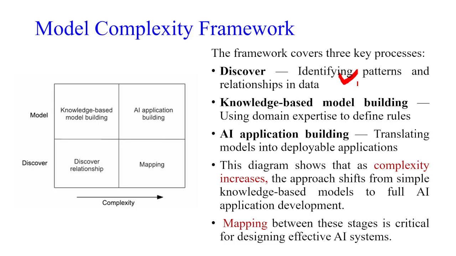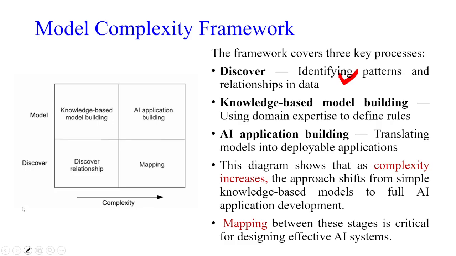Secondly, we will talk about knowledge based modeling, or knowledge based model building. That's the second key process. Once patterns are discovered, we use domain expertise to define rules. So in the first process, we identify patterns. In the second process, we take the help of expertise. This is where human knowledge is encoded into the system. Experts define what the machine should know and how it should reason. This is the basis of expert systems.